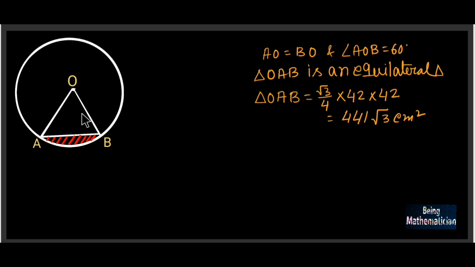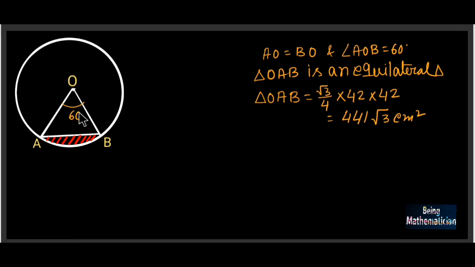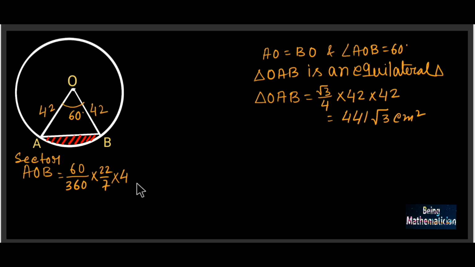Now this is 60 degree, so AOB is a sector. So the area of sector AOB is 60 by 360 into 22 by 7 into 42 into 42, since the radius of the circle is 42. Now it simplifies as 924 centimeter square.